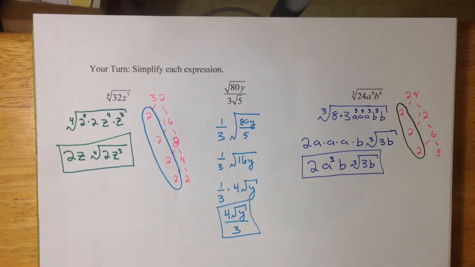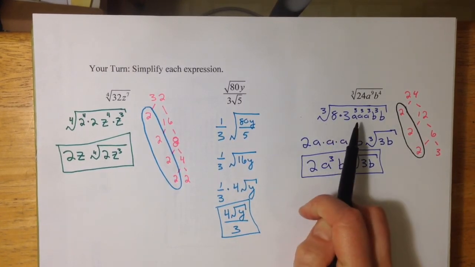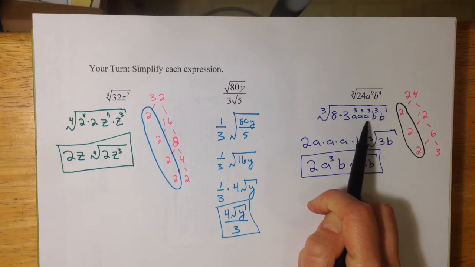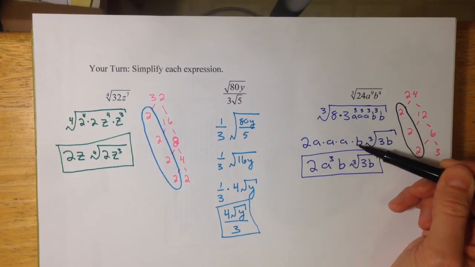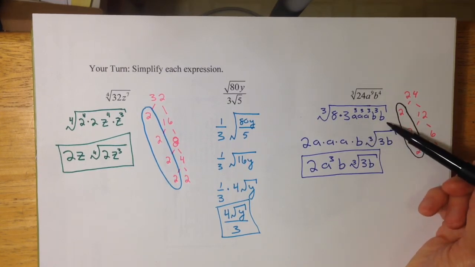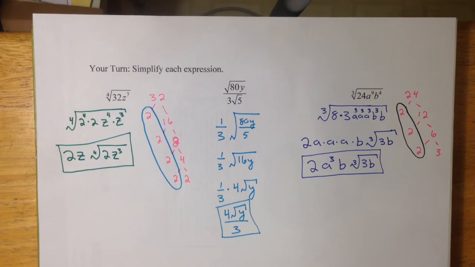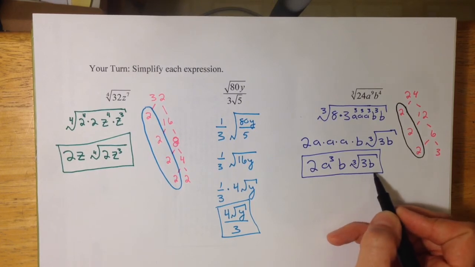Then I took the cubed root of all of the pieces that I could. The cubed root of 8 was 2, and then each of these a cubeds became a single a on the outside. The b cubed became a b. The things that were left on the inside were 3 and b. Cleaning it up a little bit, I got 2a cubed b times the cubed root of 3b.